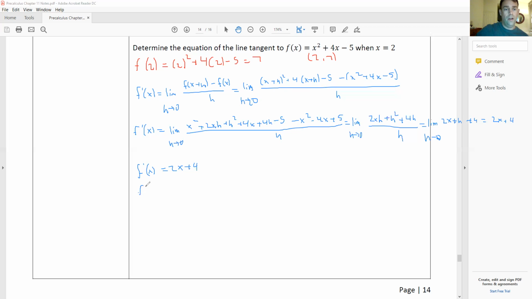And if we plug our 2 in there, f prime of 2 equals 2 times 2 plus 4. Amazingly, our slope is going to be 8 again. So y minus y1 equals m times x minus x1. So now we're going to get our tangent line. We're writing it in point slope form. So y minus 7 equals 8 times x minus 2. And we would be all done.